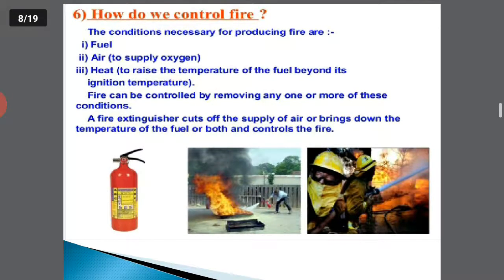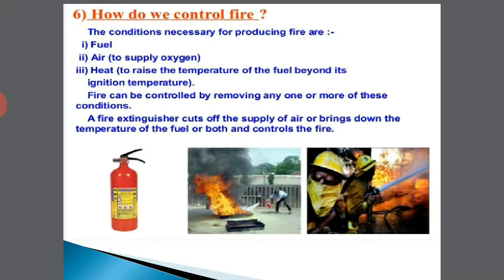How do we control fire? The conditions necessary for producing fires are fuel, air, and heat, the ignition temperature. Fire can be controlled by removing one or more of these conditions.